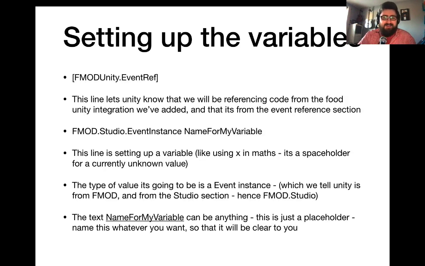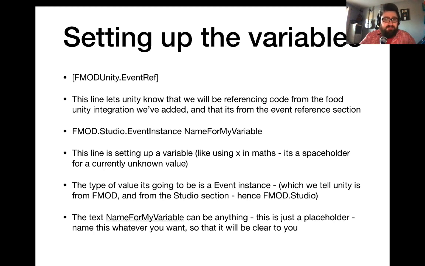So what that actually does, the very first one in the square brackets, tells Unity that we're going to be referencing code from the FMOD Unity integration that we've already added. And that this is specifically from the event reference section. After that, we're setting up a variable. A variable is like this idea of using X in maths. It's a placeholder for a currently unknown value. In this case, the type of thing we're going to store in that currently unknown value is an event instance.